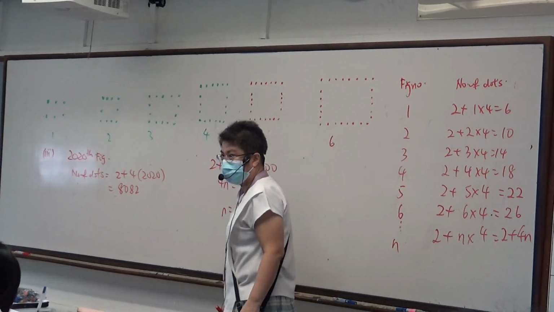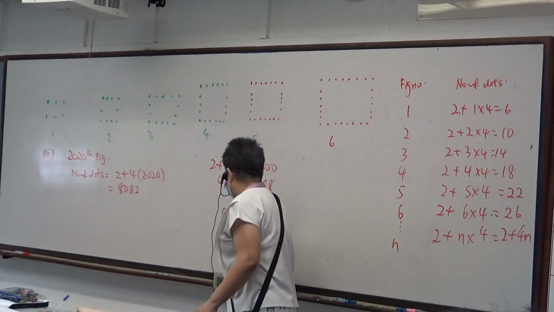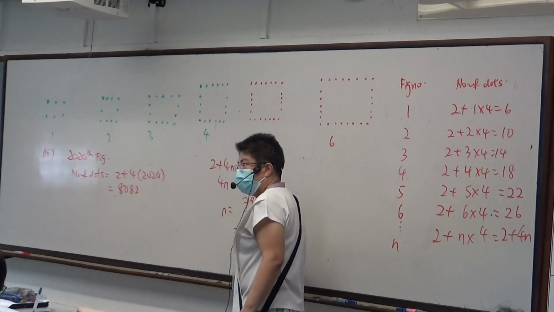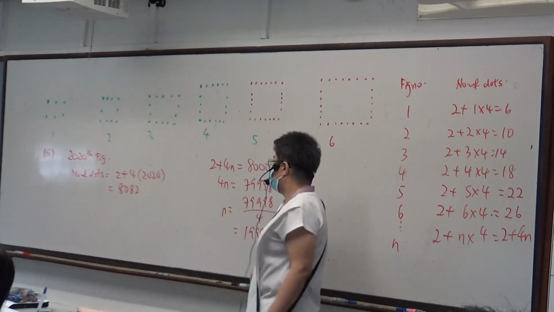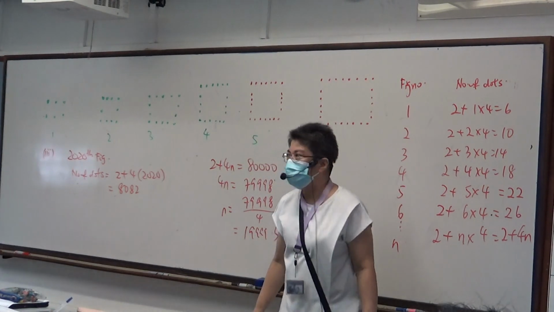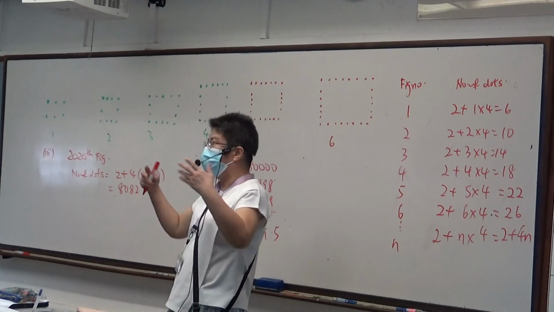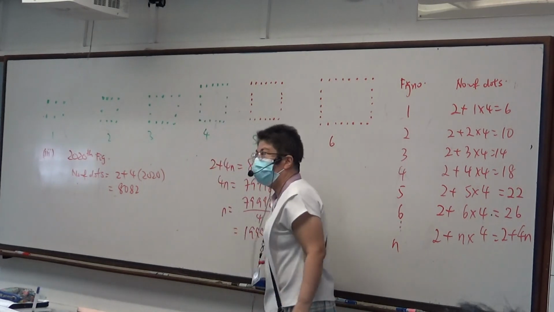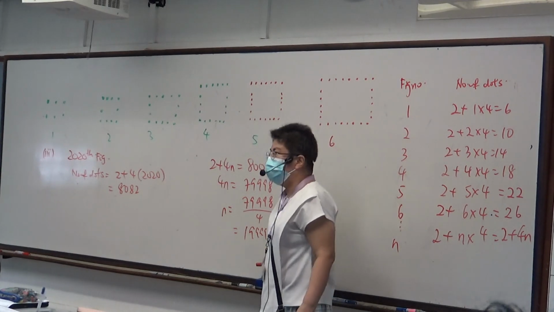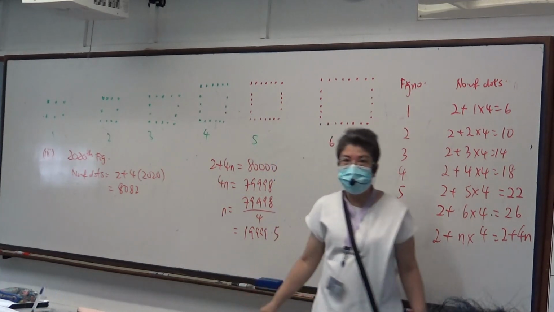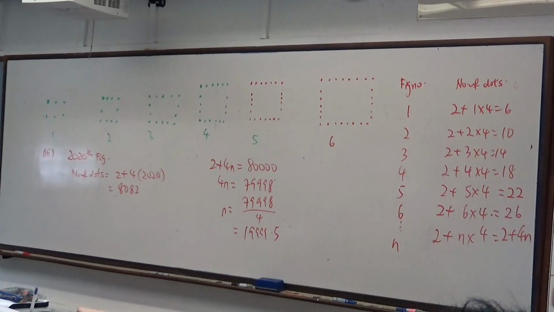Answer? 19999.5. So is it possible to have 80,000 dots? Then you say it's not possible, because this is not a whole number. Understand? You'll say because this is not a whole number. Everybody clear? Okay.